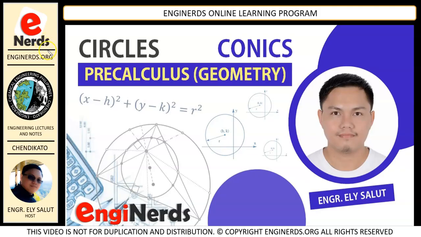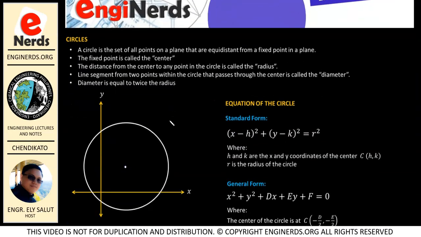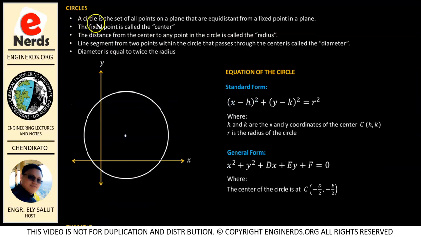Alright, so ang una natin pag-uusapan sa ating course about conics in Precalculus is yung circles. So, i-define muna natin kung ano ba 'tong circle. A circle is the set of all points on the plane that are equidistant from a fixed point in a plane. The fixed point is called the center.